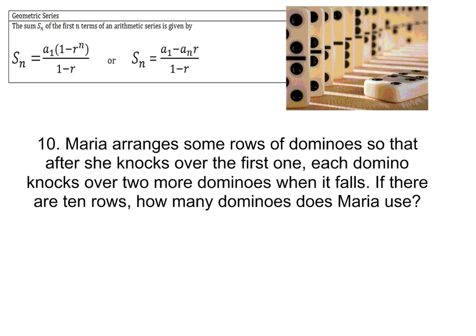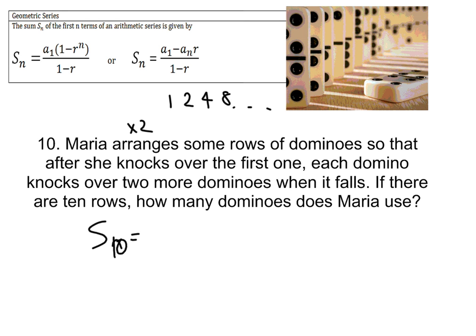All right, Maria arranges some rows of dominoes so that after she knocks over the first one, each domino knocks over 2 more. Then if there are 10 rows, how many dominoes does Maria use? So my common ratio is multiplying by 2. There's the first domino, that knocks over 2, that knocks over more. Each domino knocks over 2 more dominoes when it falls. So it goes 1, 2, 4, 8, and so on for 10 rows. So I'm looking for the sum of the 10th.